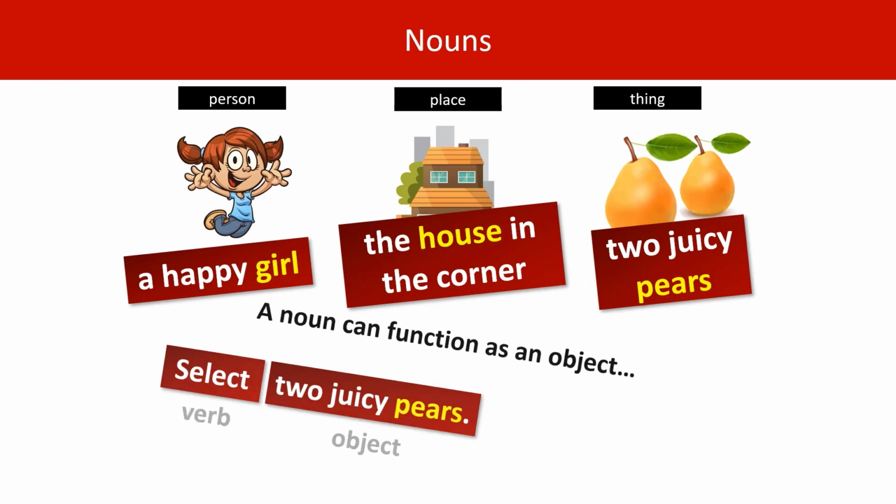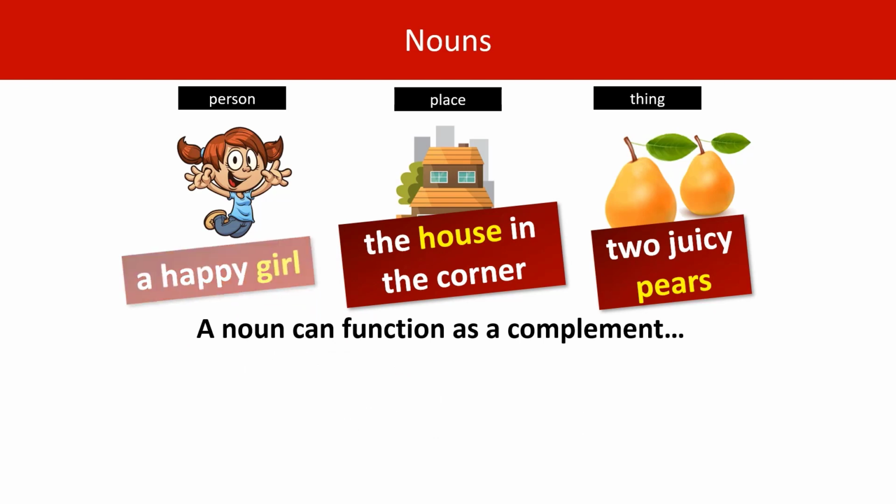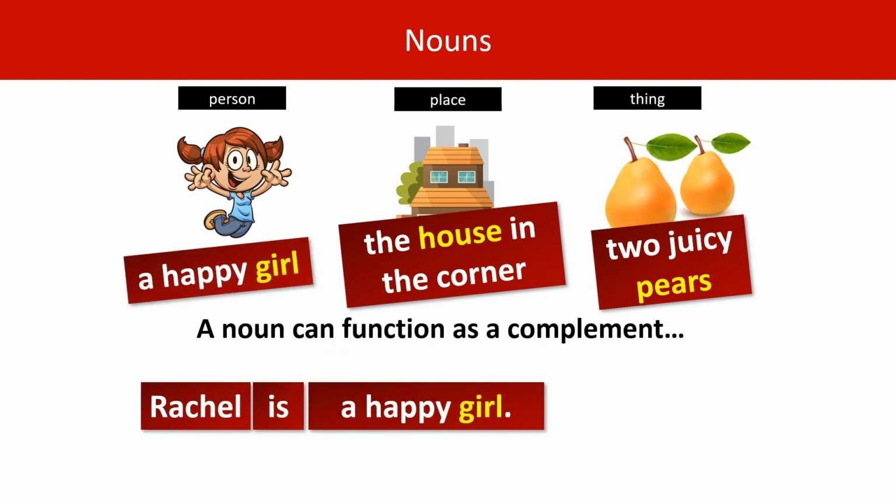A noun can function as a complement. So let's take a happy girl. Rachel is a happy girl. Here we have Rachel, which is a proper noun as the subject, is the verb, and the subject complement is a happy girl. It's a noun phrase. So nouns can function as subjects, objects, or complements.